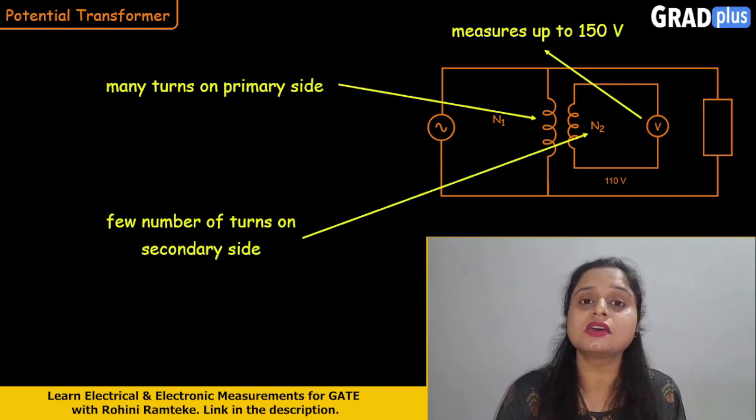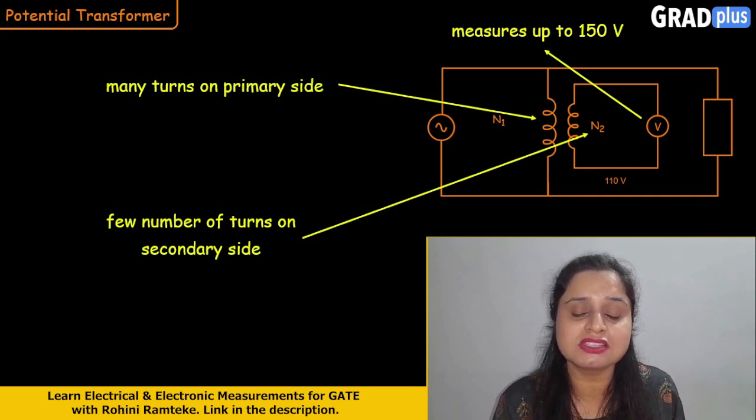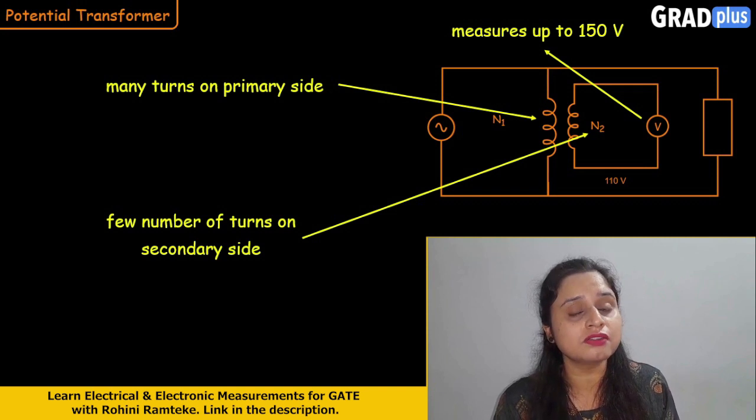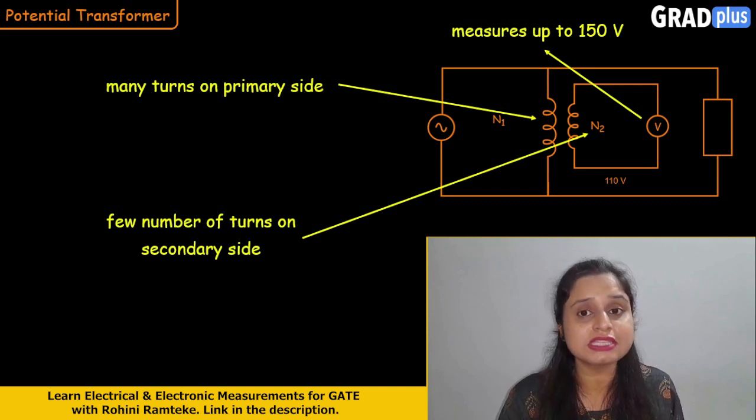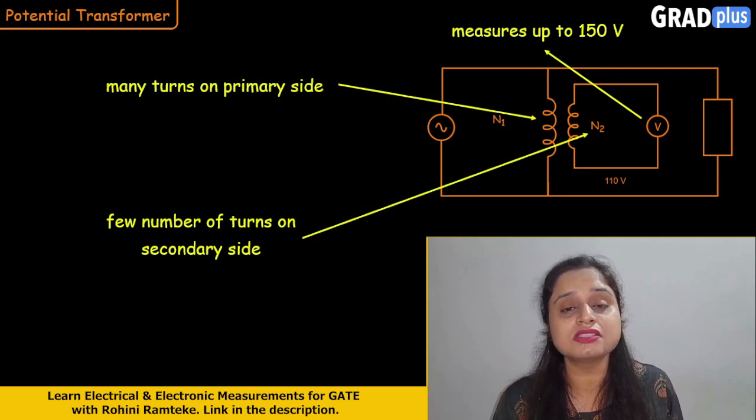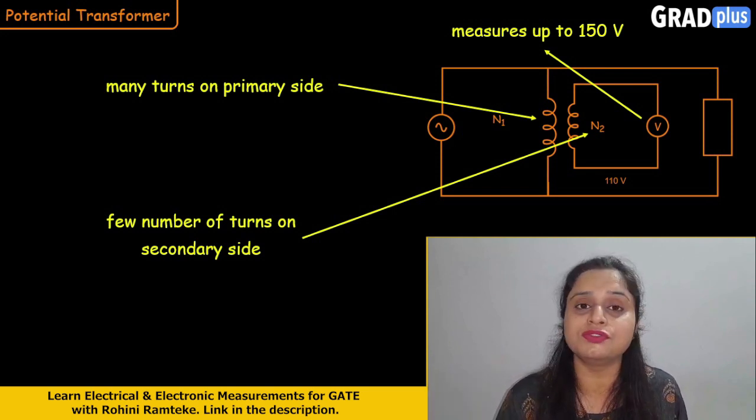And in the CT, that is the current transformer, the current flowing on the secondary side is up to 5 amperes, and in the potential transformer the voltage on the secondary side is up to 150 volts.